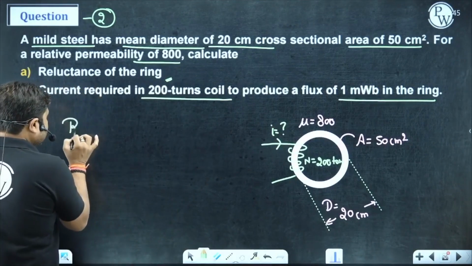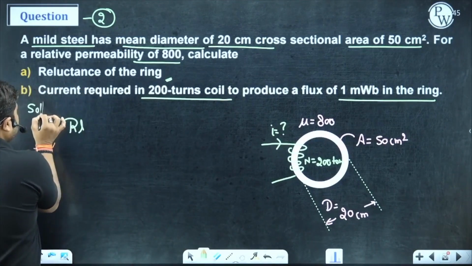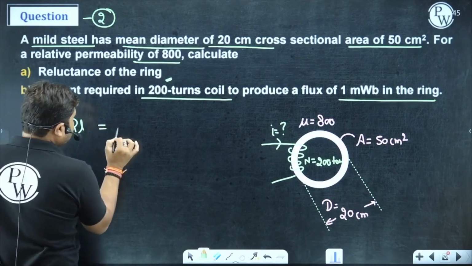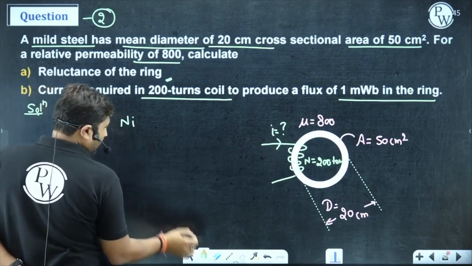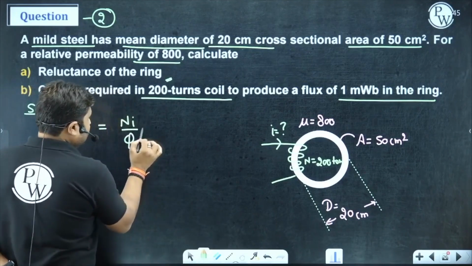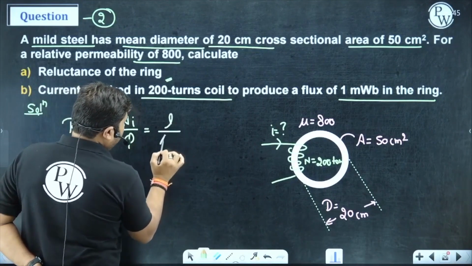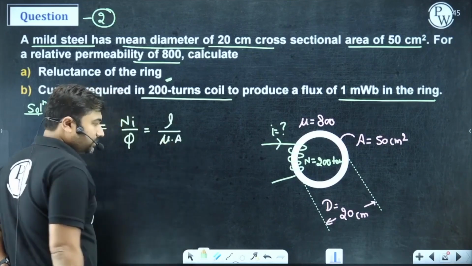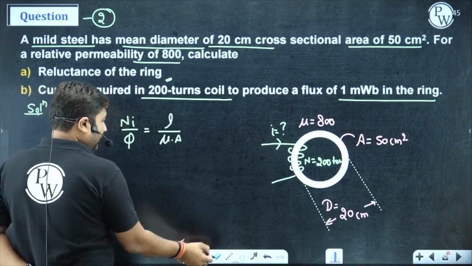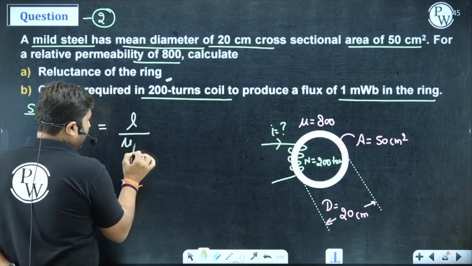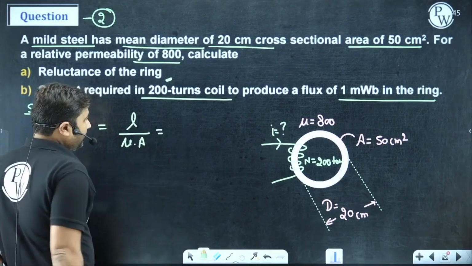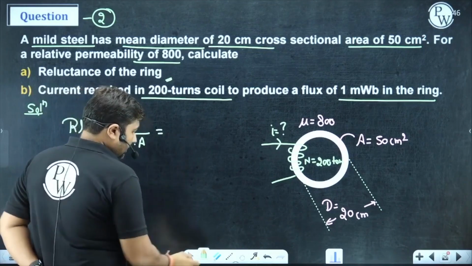Sir, reluctance is defined as MMF upon flux, or you can say, sir, L upon mu into A. Reluctance can also be defined as L upon mu into A. So please move through the L upon mu into A. Now what is L? L is related to your diameter.